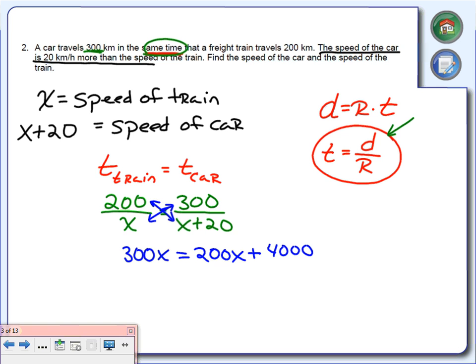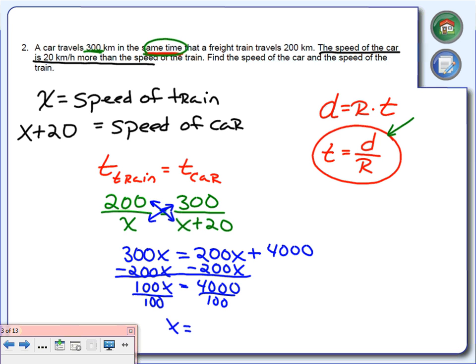Remember, I'm trying to solve for x, so the next thing I'm going to do is get all the x's on the same side. And I'm going to do that by subtracting 200x. So 300x minus 200x would be 100x. Over here, all I have is the 4,000. All right, now what? Divide. We're going to divide by 100. So 4,000 divided by 100 would be 40. So x is equal to 40.